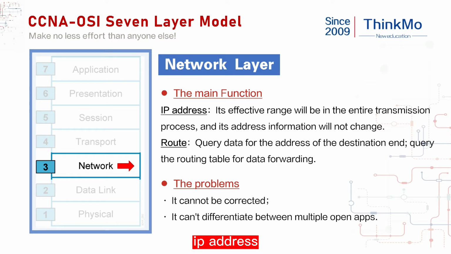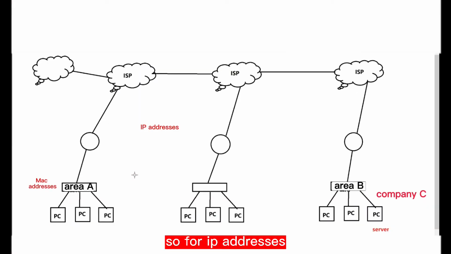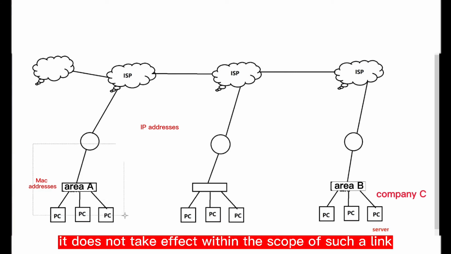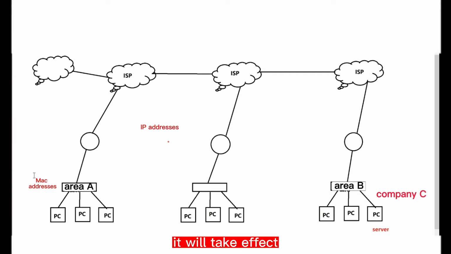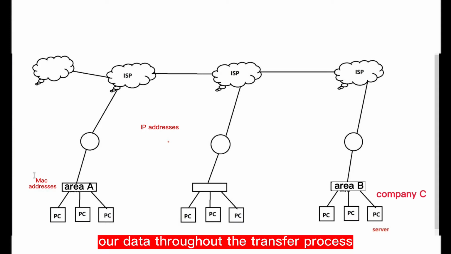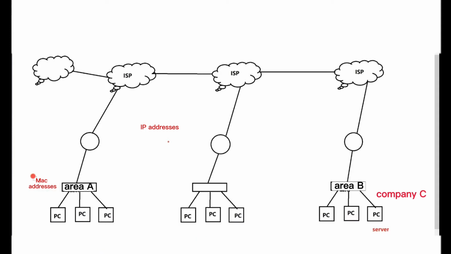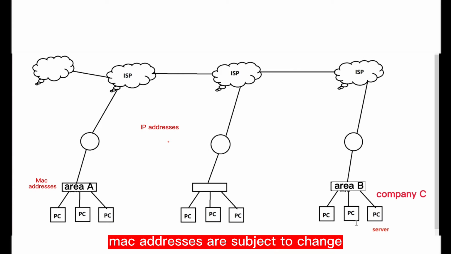IP address. So for IP addresses, the scope in which it takes effect is not on a link. It does not take effect within the scope of such a link. Rather, in the process of passing all data as a whole, it will take effect. But for our MAC address, throughout the data transfer process, MAC addresses are subject to change.